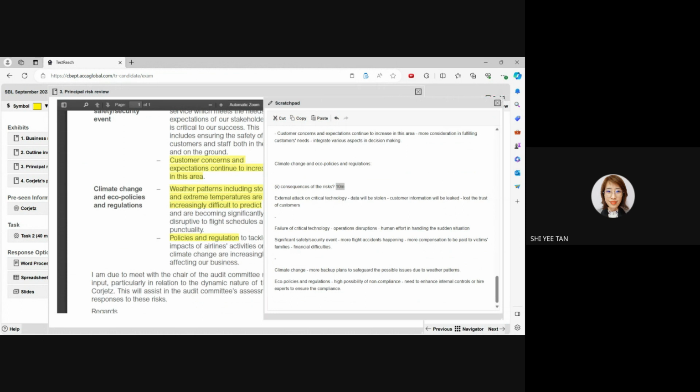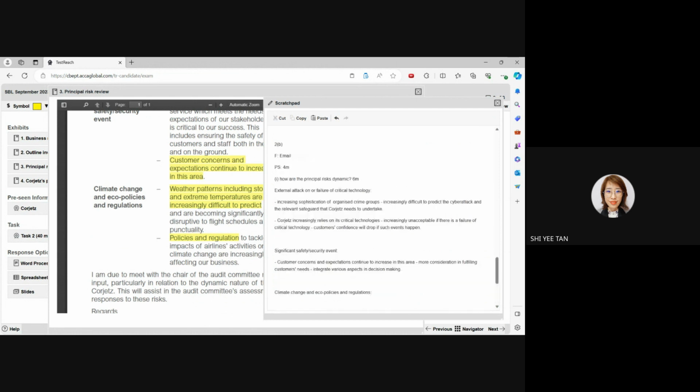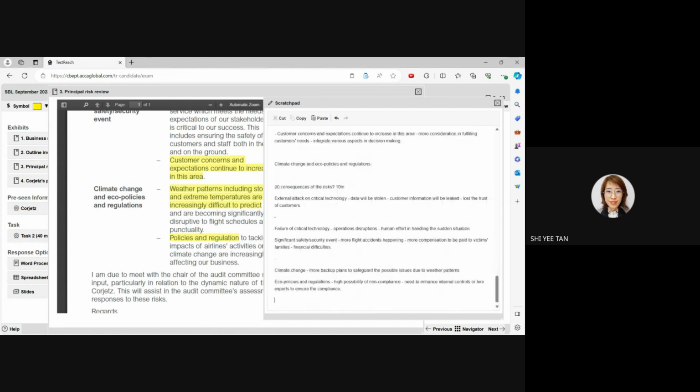But if you have more, you can write more. One very common answer is affect the reputation. In terms of consequence, affect the reputation. You can insert it somewhere, I didn't write it yet. Okay, that is 2B. 2A and 2B are settled already.